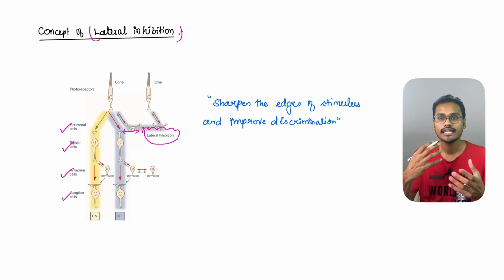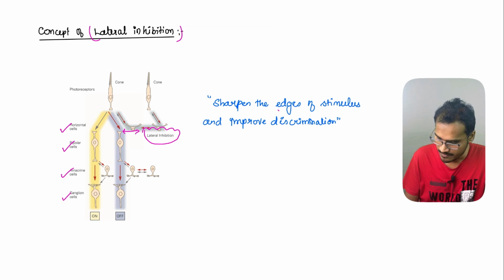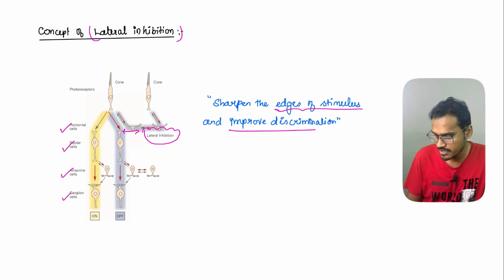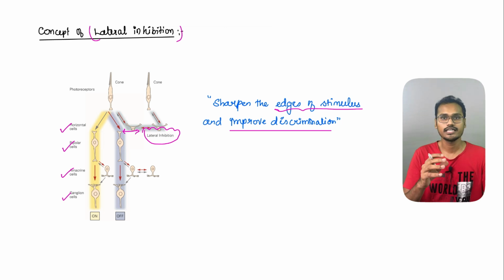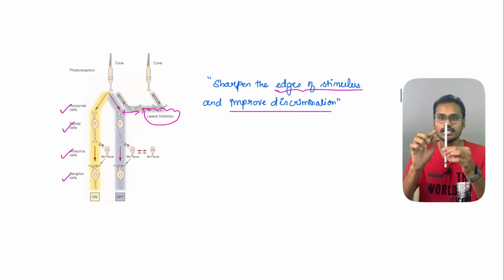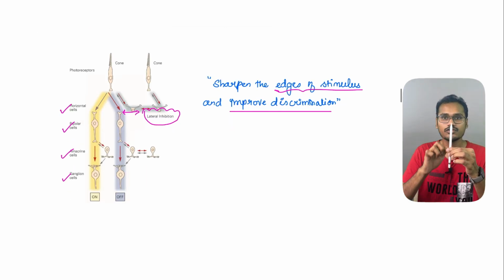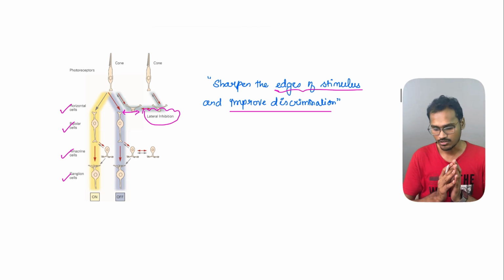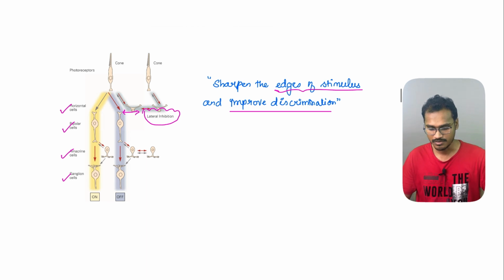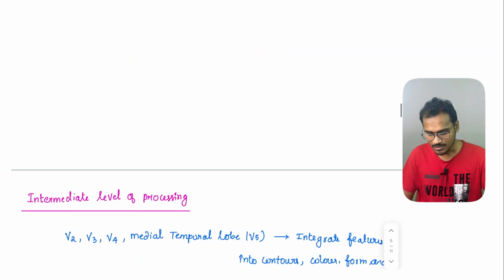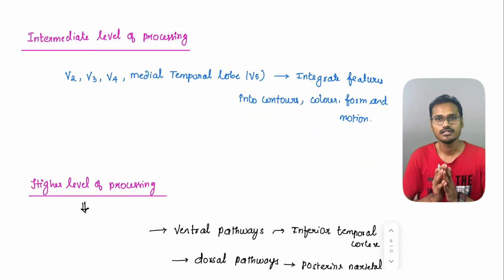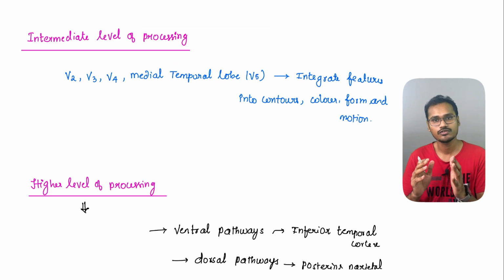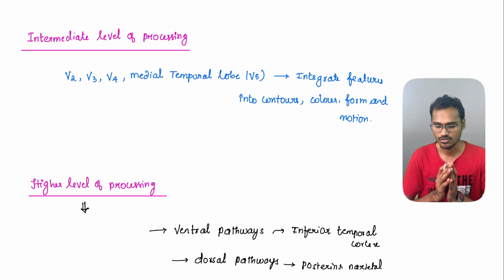Why do they do it? Because we have to enhance the sharpness of the image. So it will sharpen the edges of the stimulus and improve discrimination between the objects. Like the example I said, if there is a moving object, the surrounding edges of this object should be sharpened so that I can differentiate it from the background or foreground which is near that object. So that is the concept of lateral inhibition. You don't have to go into the depth of it. Just remember briefly that on center, off surround areas are there and the reverse areas are also there.